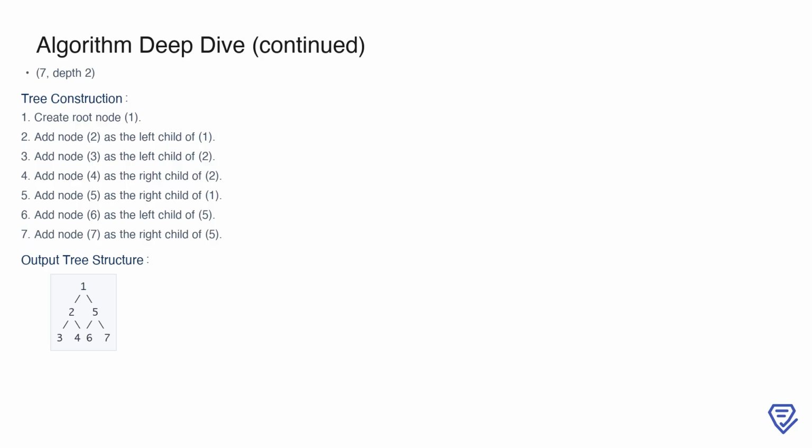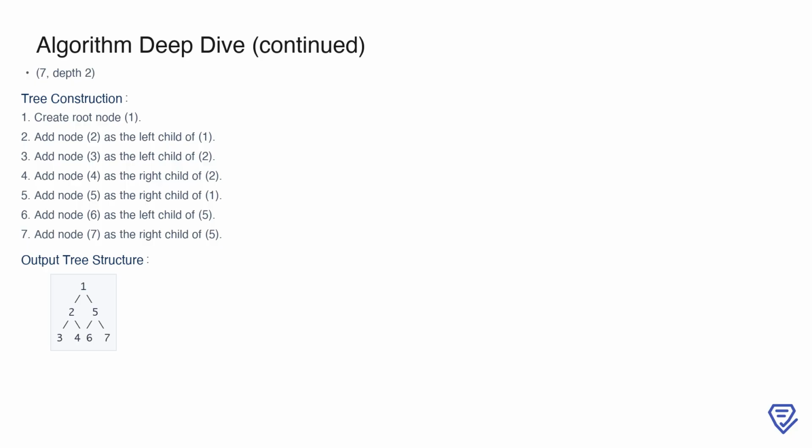The final tree structure looks like this. Node 1 is the root, with nodes 2 and 5 as its children. Node 2 has nodes 3 and 4 as its children, while node 5 has nodes 6 and 7 as its children. This completes the reconstruction of the tree.